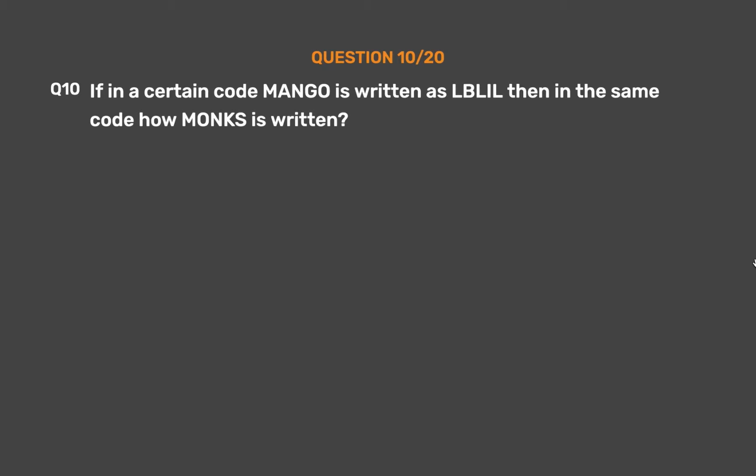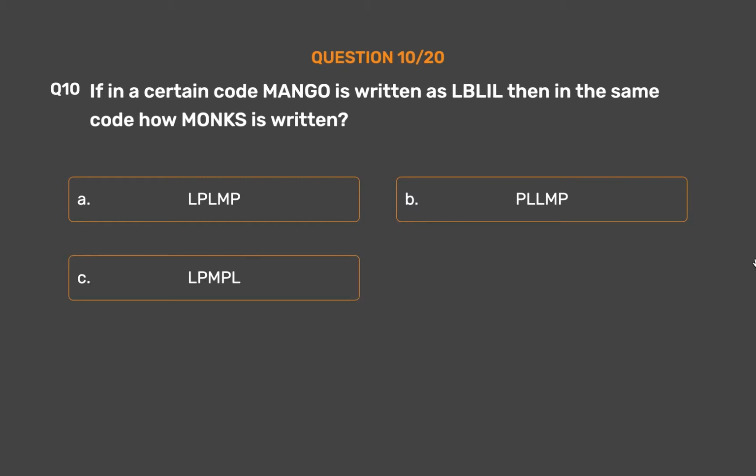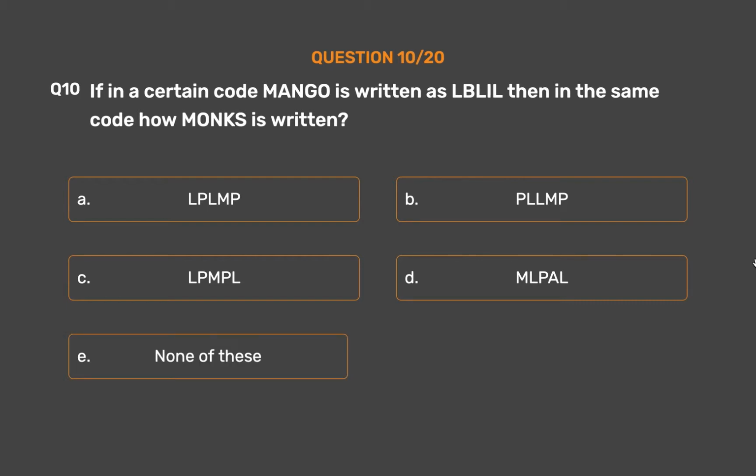Question number 10. If in a certain code mango is written as blil, then in the same code how monks is written? Option A. LPLMP. Option B. PLLMP. Option C. LPMPL. Option D. Plung. Option E. None of these.